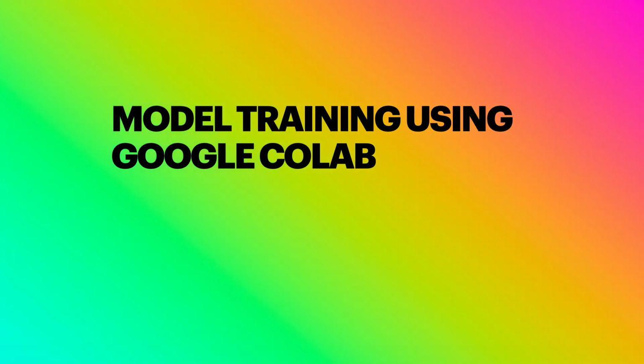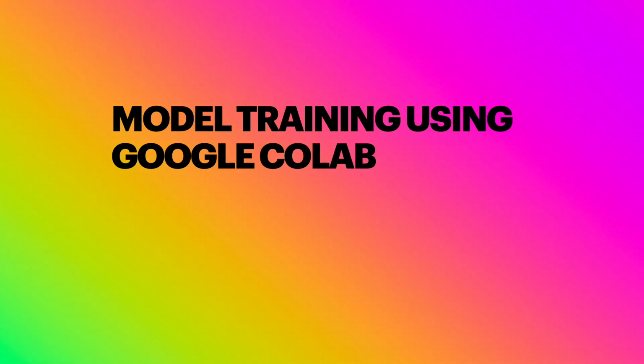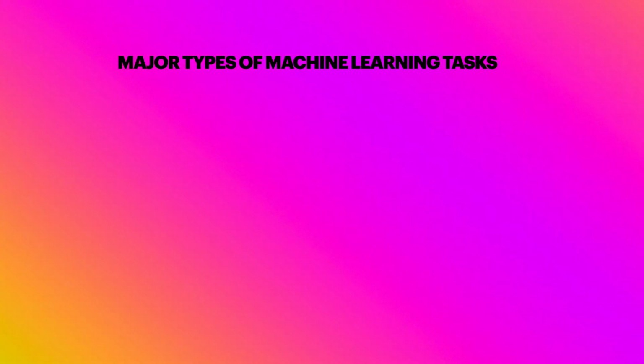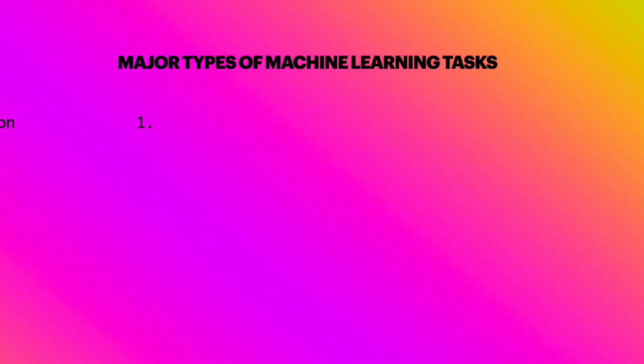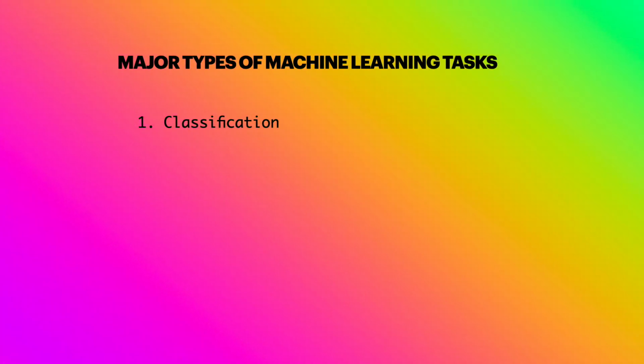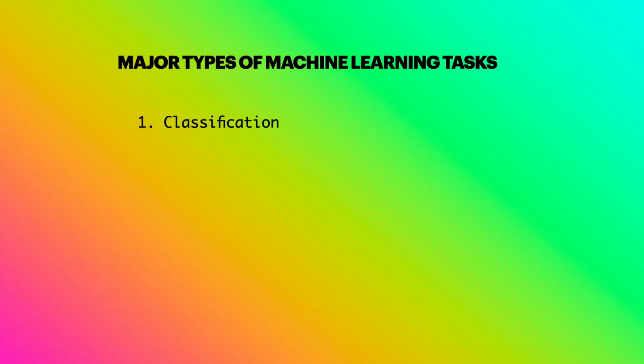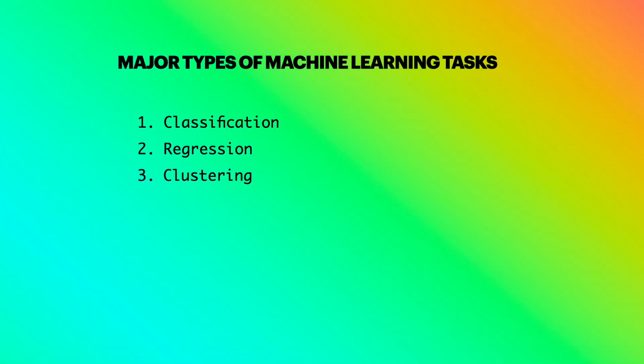Hello guys, let's do something different today for a change. Instead of live coding, we'll do model training using Google Colab. And for that, let's look at the different types of machine learning tasks we may come across in the industrial world. So one is classification, which is what we would mostly focus on.